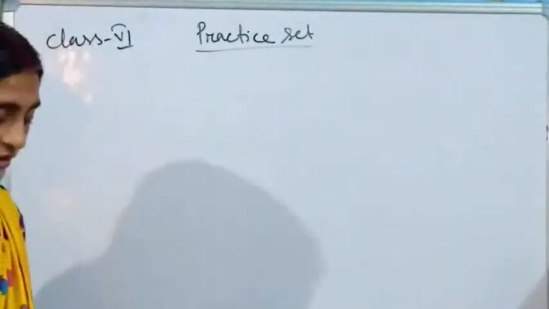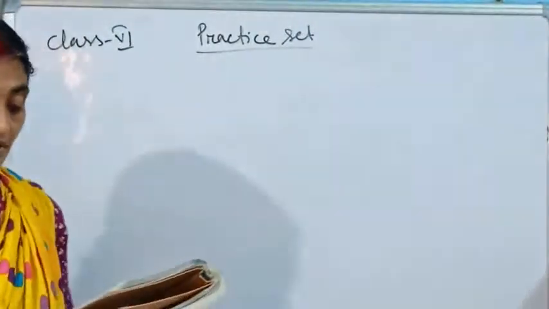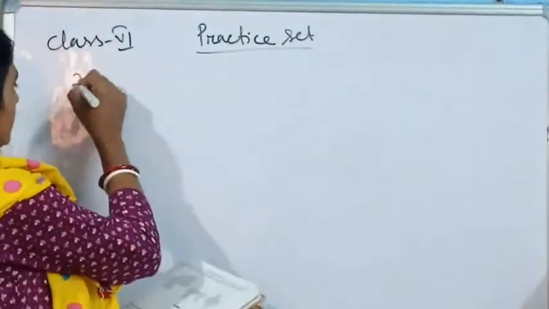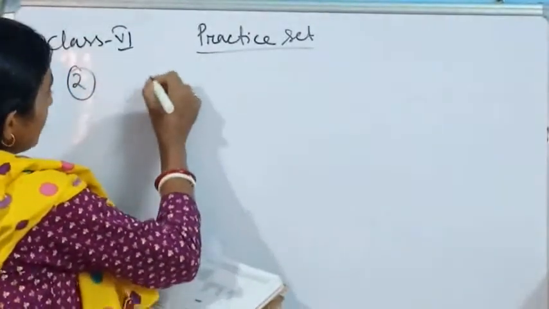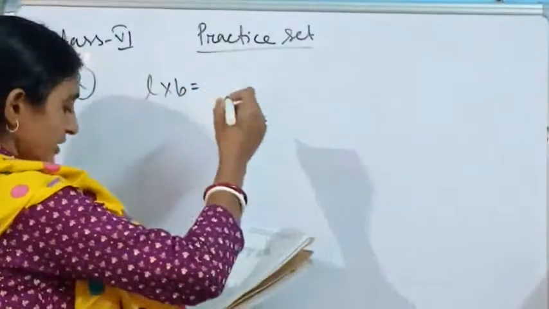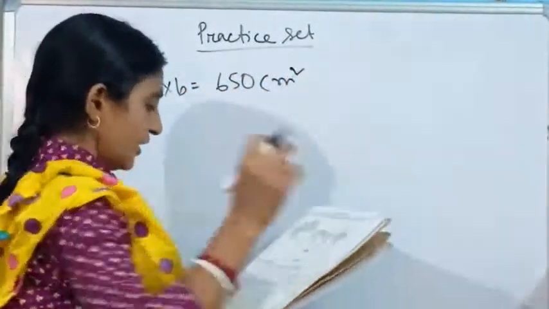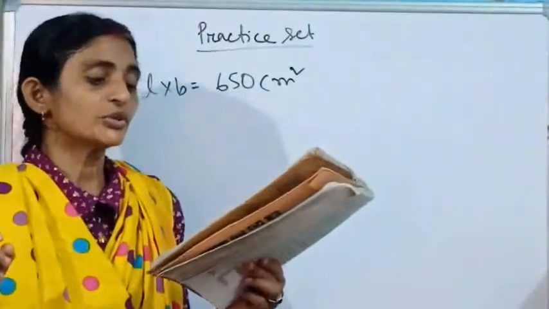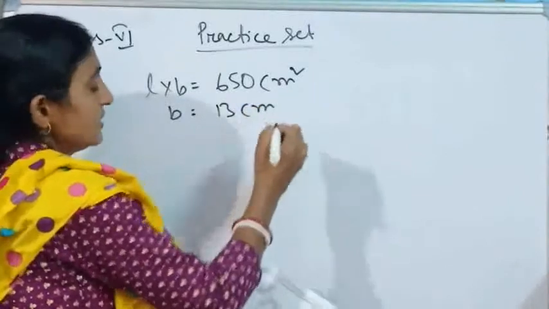It is given the area of a rectangle is 650 centimeter square. What has been given? Area. Okay. It is question number 2 from your revision set. That is, area has been given, that means length into breadth is equal to 650 centimeter square. Now the breadth is given, 13 centimeter. Breadth has been given 13 centimeter.